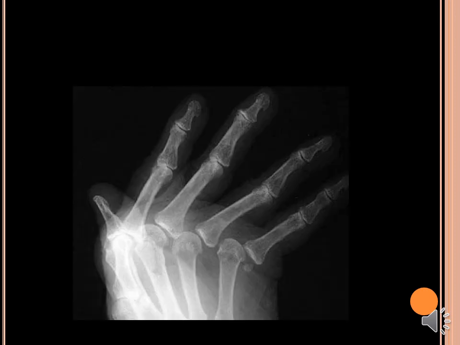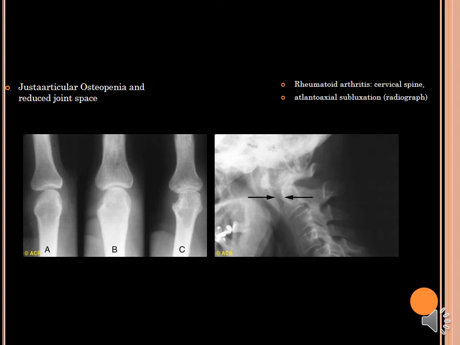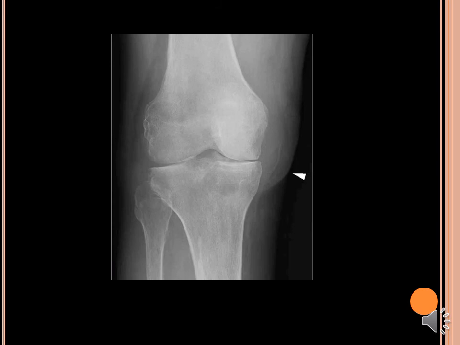Here you can see ulnar deviation of the hand with subluxation of the joints as well as erosions in the middle phalanx. Juxtaarticular osteopenia and reduced joint space is evident in this picture. And on the right side you can see an X-ray of the cervical spine with atlantoaxial subluxation. This is a picture of a knee joint with reduced joint space.